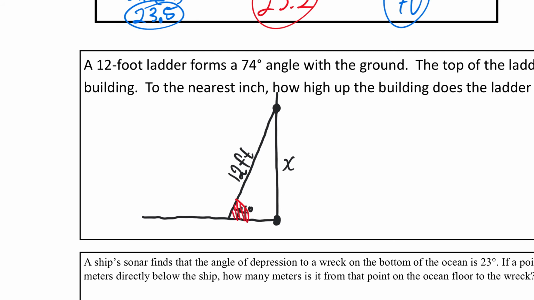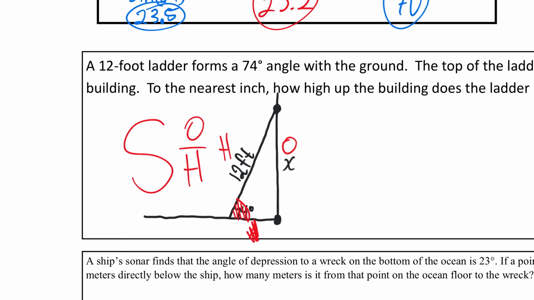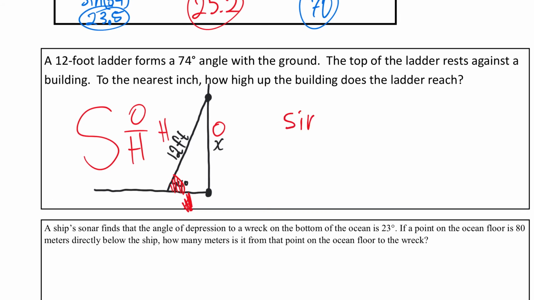All right, so same thing we've been doing. Which one's the H? Where's the A? The bottom, the blank one, that makes this the opposite. So I don't need the blank side, the A. So on this one, O and H, what function am I going to be using? Sine function. So I'm going to have sine of 74 equals the opposite x over the hypotenuse 12.